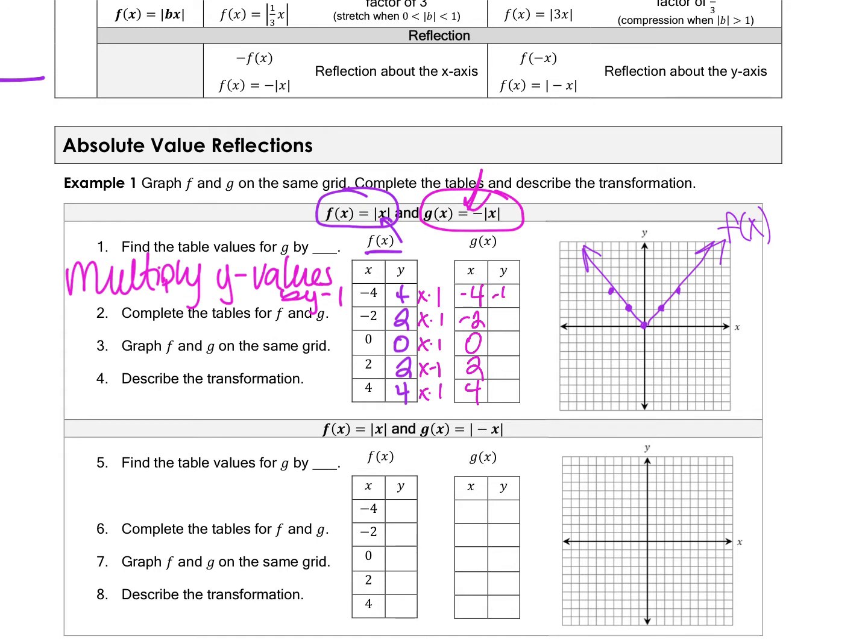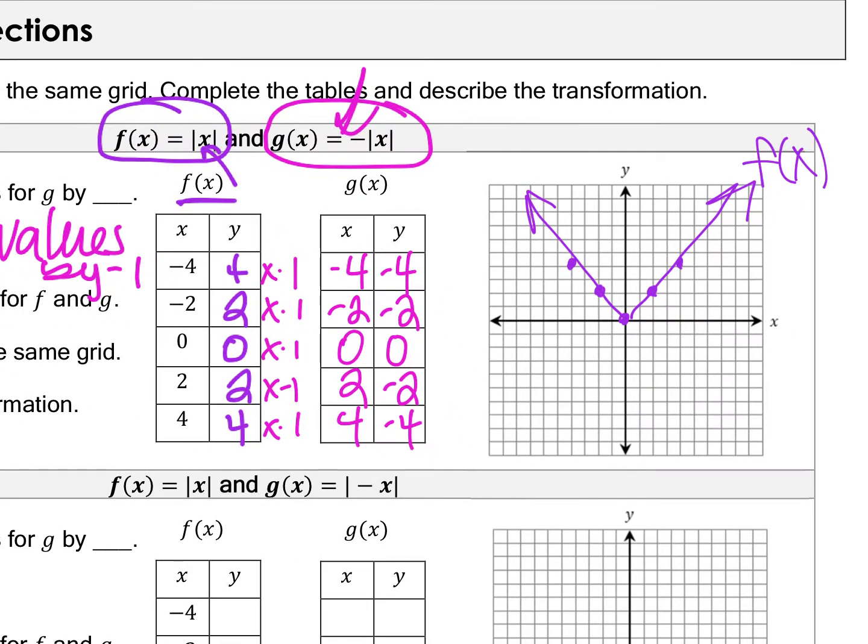So now I'm going to have a -4. I'm going to have a -2. That doesn't change anything. I'm going to have a -2 and a -4. So I'm going to go ahead and plot those points. So I have -4, -4. I have -2, -2, 0, 0, 2, -2, and 4, -4.